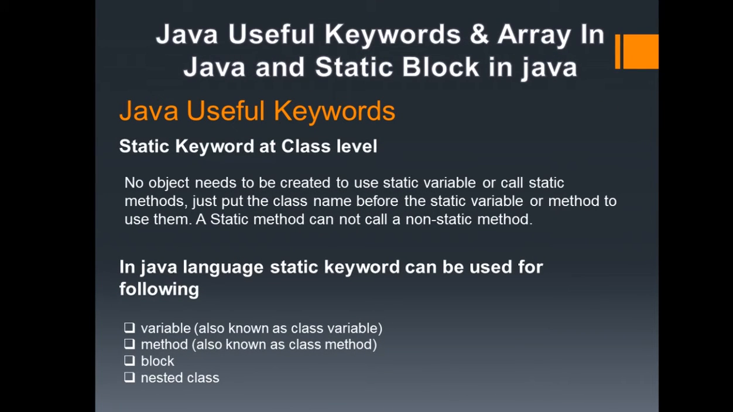Static keyword at class level. No object needs to be created to use a static variable or static method. Just put the class name before the static variable or method to use them. A static method cannot call a non-static method. In Java, the static keyword can be used for the following: variables, also known as class variables; methods, also known as class methods; blocks; and nested classes.